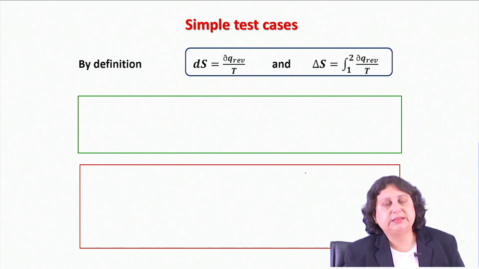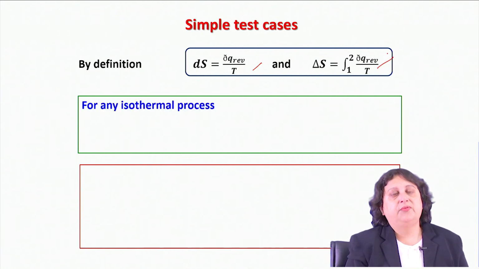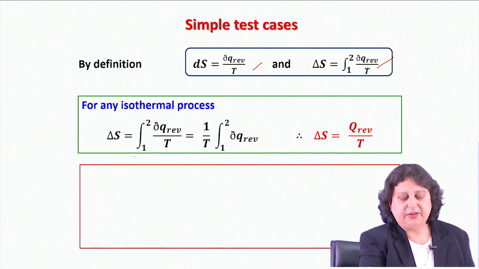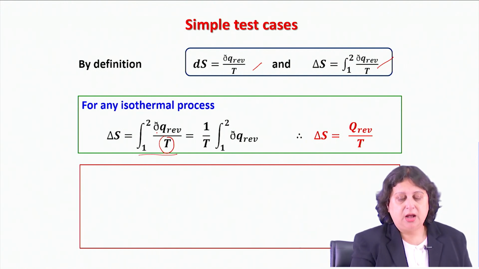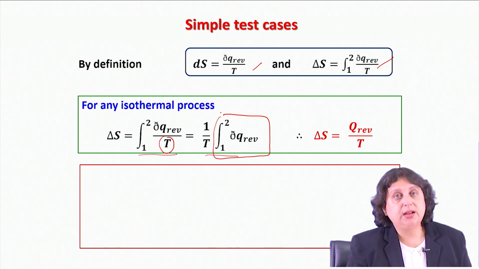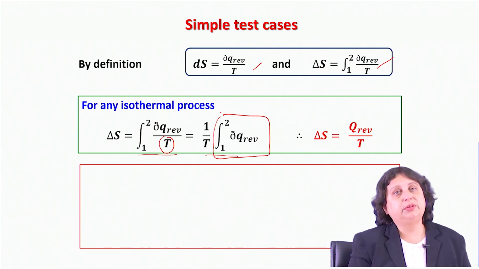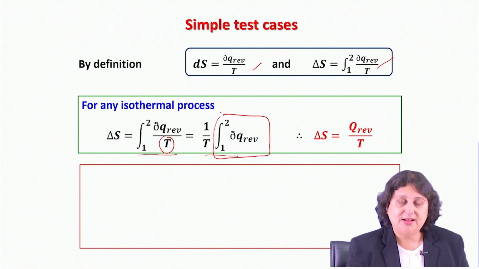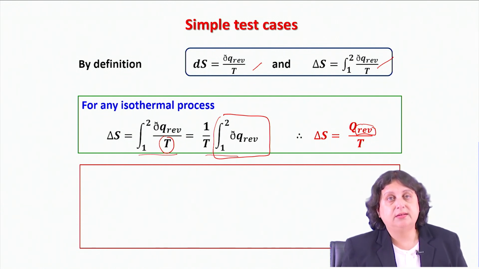Let us take some more examples by keeping in mind these two key relationships. The first is, for any isothermal process, delta S can be simplified. Since delta S by definition is this integral, I can take the temperature, a constant in an isothermal process, out of the integration. Now what is this quantity? This quantity is nothing but the total amount of heat exchanged during the change in state as it passed from the initial state 1 to the final state 2 in a reversible fashion. So you must realize that here I have again and again emphasized the fact that the definition involves a reversible process.